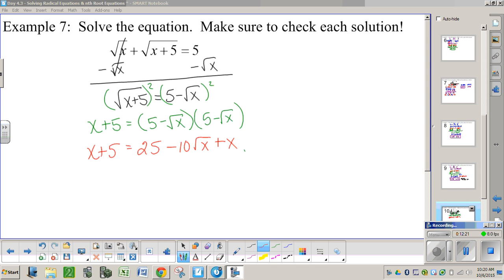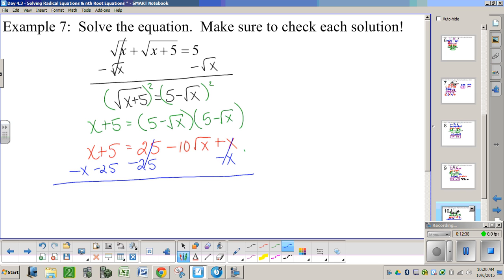Okay, after you got done multiplying, you should have 25 minus 10 radical x plus x. All right, now notice I'm down to one radical term now. I'm going to isolate that radical term. So I'm going to subtract x and 25 onto the left-hand side of my equation. And in doing so, you'll notice my x's cancel. So I now have negative 20 is equal to negative 10 radical x. Remember, they're being multiplied over here, so I can divide by negative 10. And I end up getting 2 is equal to the square root of x.